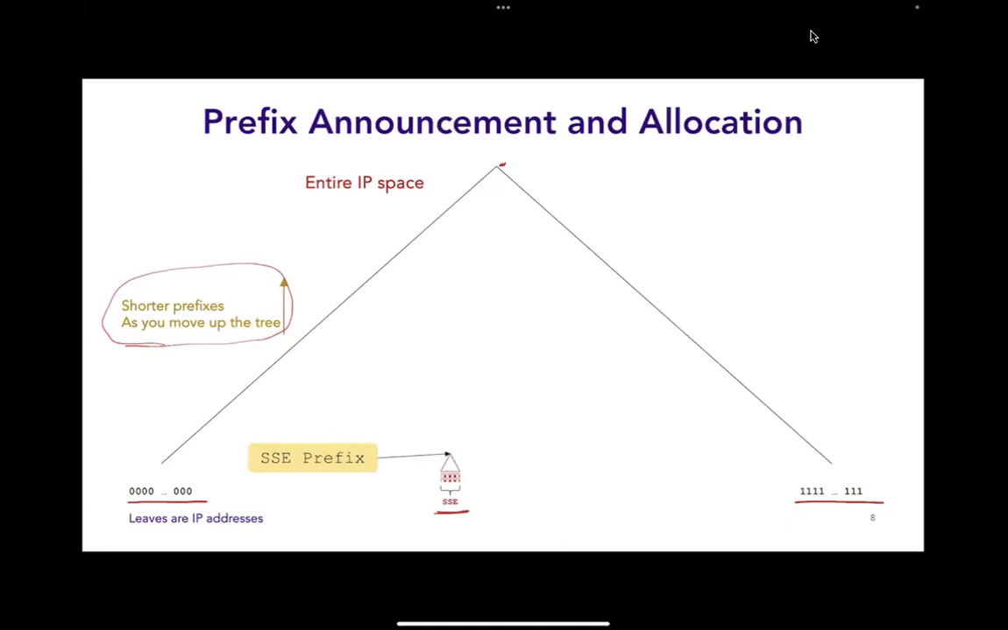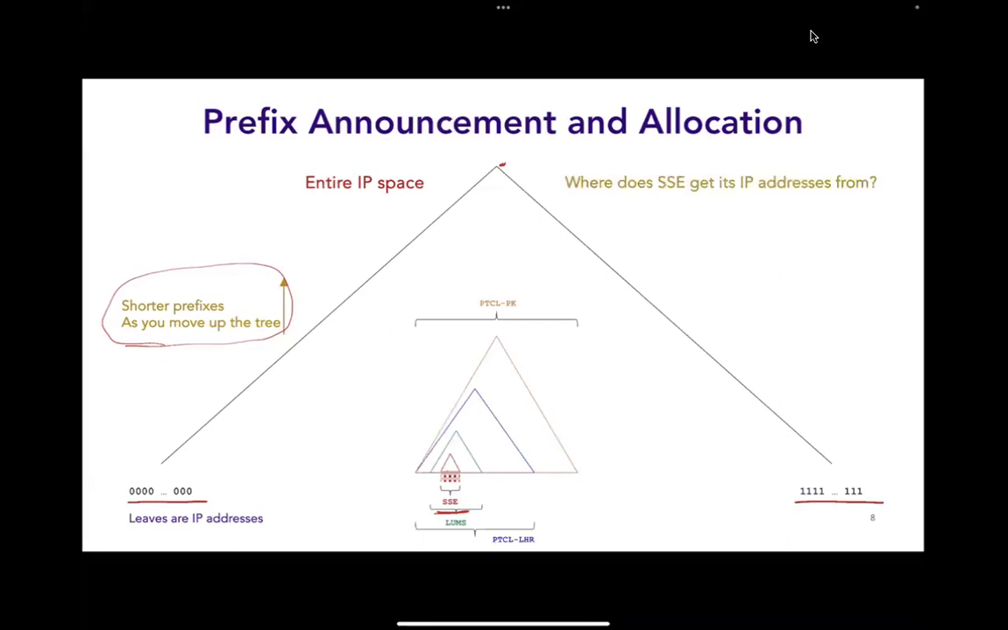The SSE prefix will be announced to the LUMS prefix, and the LUMS prefix would be covering a larger number of IP addresses, some in the SSE building, some in other buildings. The LUMS prefix will be announced to the upstream router, which is PTCL Lahore. PTCL Lahore will have even more IP addresses, and PTCL PK will have even more, and so on and so forth until the entire IP space is covered.